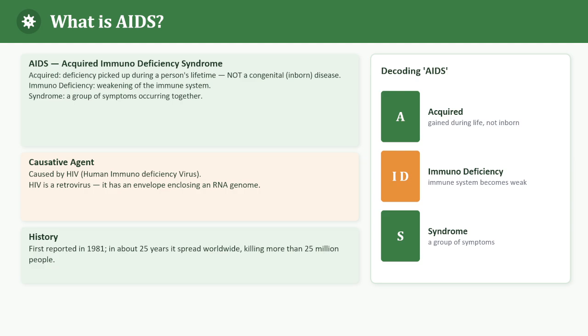Now, you tell me, who causes AIDS? The causative agent is HIV, human immunodeficiency virus. This HIV virus belongs to a group of viruses called retroviruses. It has an envelope and an RNA genome. It was first reported in the year 1981. Children, don't memorize all these things. In about 25 years, it spread worldwide and killed more than 25 million people.